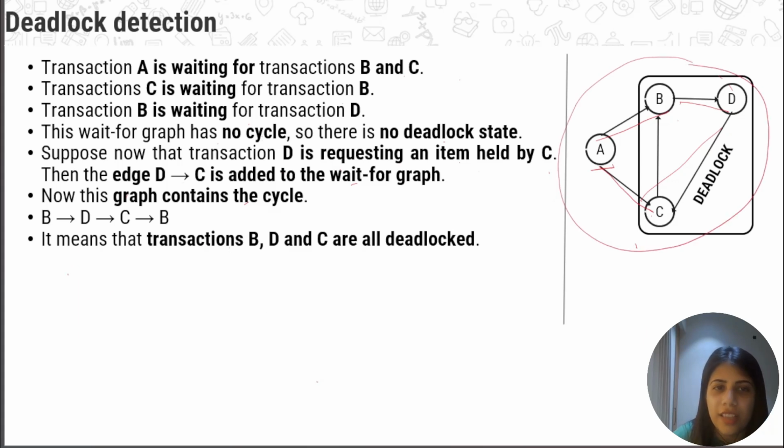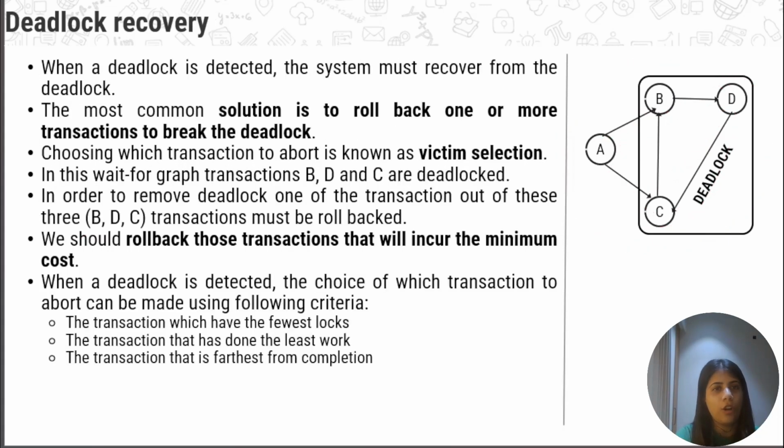It means that transactions B, D and C are deadlocked, because from B the arrow is going to D, from D the edge is going to C, and from C the edge is going to B. Now this is a deadlock situation. Now how do we do the deadlock recovery?